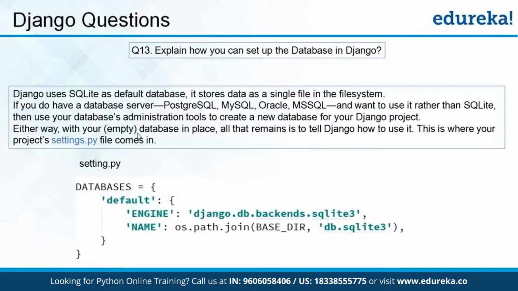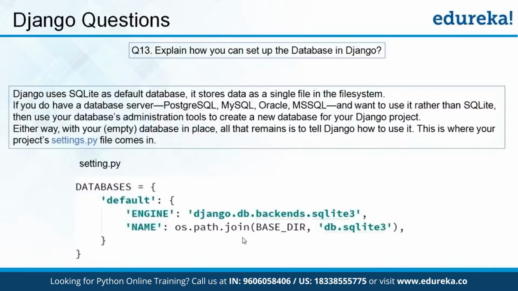So basically, either way, with your database in place, you tell Django how to use it. This is where your settings.py file comes in. In your settings.py file is where you do all the configuration regarding that particular database, or your web server information. All these things go into your settings.py file. So you've got your DATABASES setting, which will tell you the default, or your standby or your slave or whatever it might be.